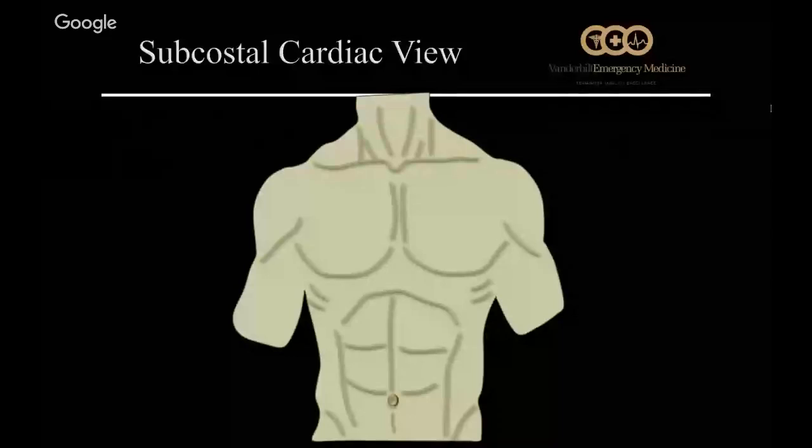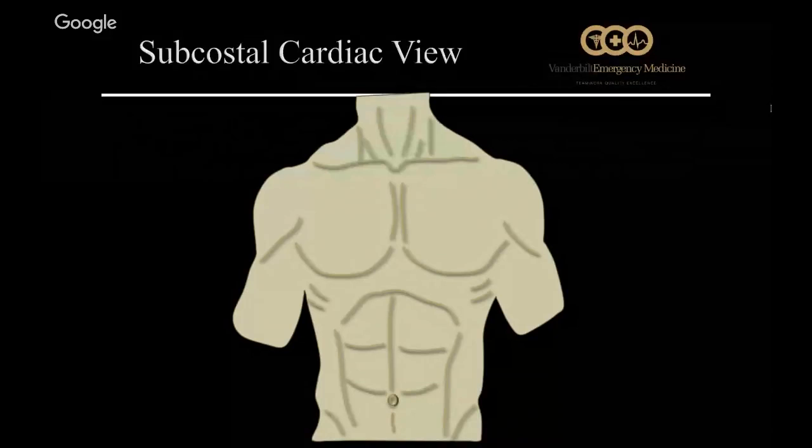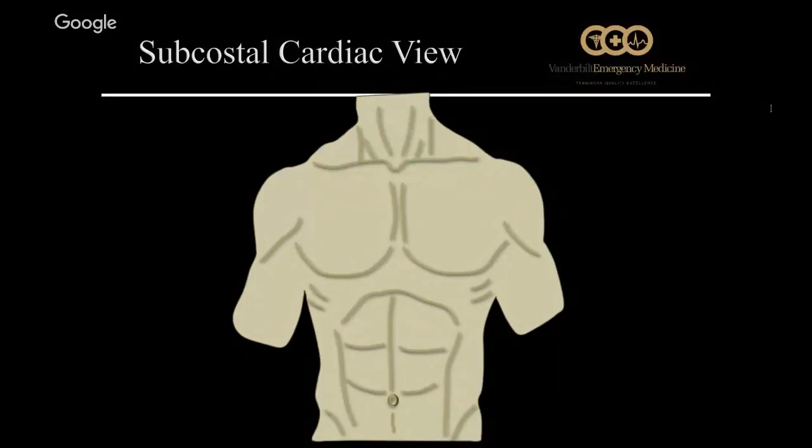So my approach for the subcostal view is I'm going to do an overhand grip on the probe, and then I'm going to go, as it's described, subcostal just underneath the xiphoid, and I'm going to slide just a tiny bit to the patient's right. And again, we're going to use the liver as a window to scan the heart. Next slide.